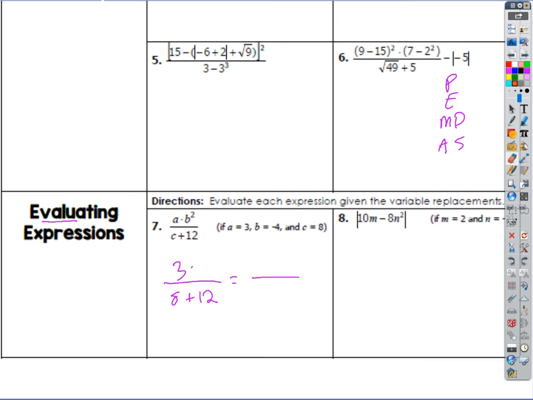So all we're going to do when we're evaluating, value means number, we're plugging in numbers. In this first example, number 7, if we're evaluating this expression given these values of the variables, all we're doing is plugging in and then simplifying. So we get 3 times negative 4 squared over the quantity 8 plus 12. So what is negative 4 squared?